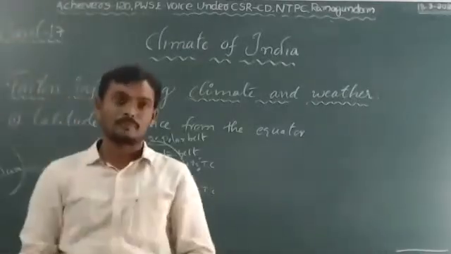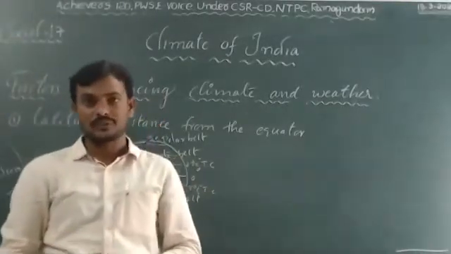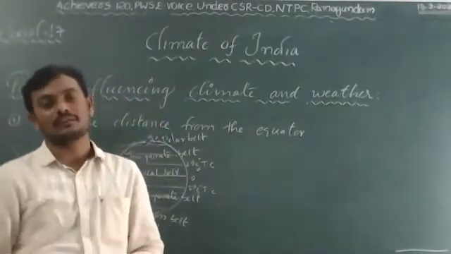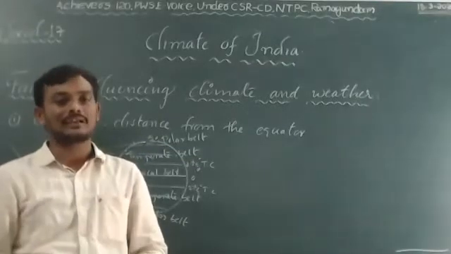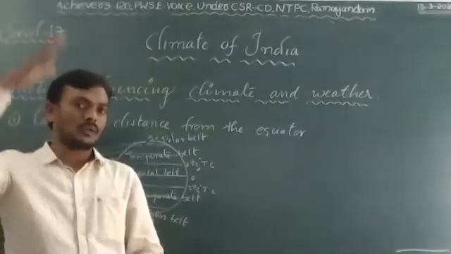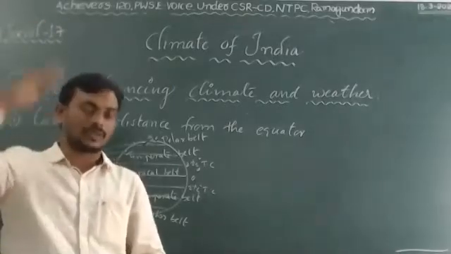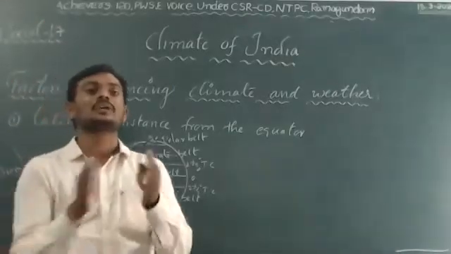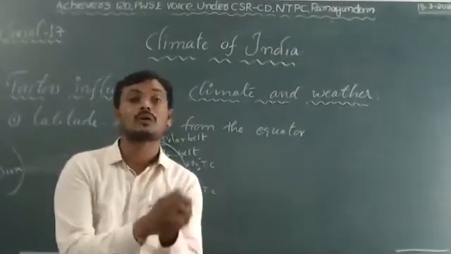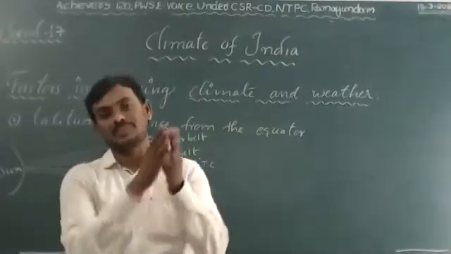And the countries which are nearby the equator are hotter than the countries far away from the equator. Best example, Indonesia. See, Indonesia is nearby the equator. That is why Indonesia is hotter than Tokyo, isn't it? Tokyo is far away from the equator. So the countries which are nearby the equator are hotter than the countries far away from the equator.